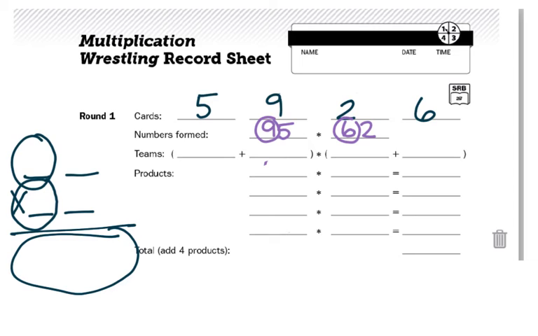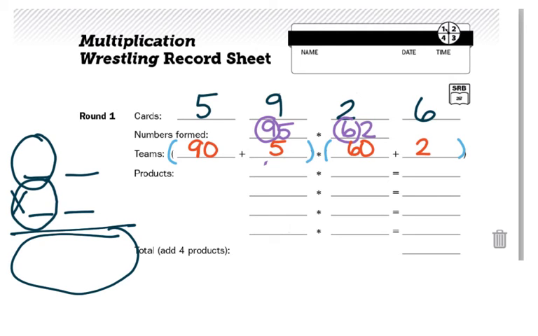Next, I am going to use my multiples of 10. I'm going to think of 95 as 90 plus 5, so I can easily multiply. I'm going to think of 62 as 60 plus 2, and you'll do the same. Next, these two numbers are a team, and these two numbers are a team.